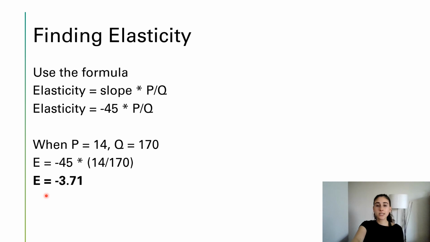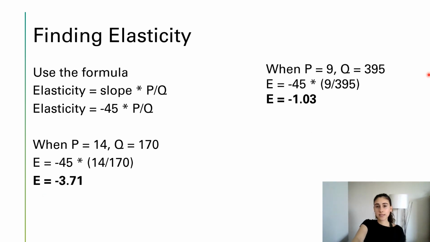Now you may be wondering, what does this number mean? Well, elasticity is a measure of responsiveness of purchase decisions to small changes in price. So in the first case, a 1% rise in price leads to a 3.7% reduction in the quantity of goods demanded. In the next case, we are given price is 9, and we solved quantity to be 395. Plugging this into our formula, we get an elasticity of negative 1.03. To interpret this, we say a 1% rise in price leads to a 1.03% reduction in the quantity of good demanded.